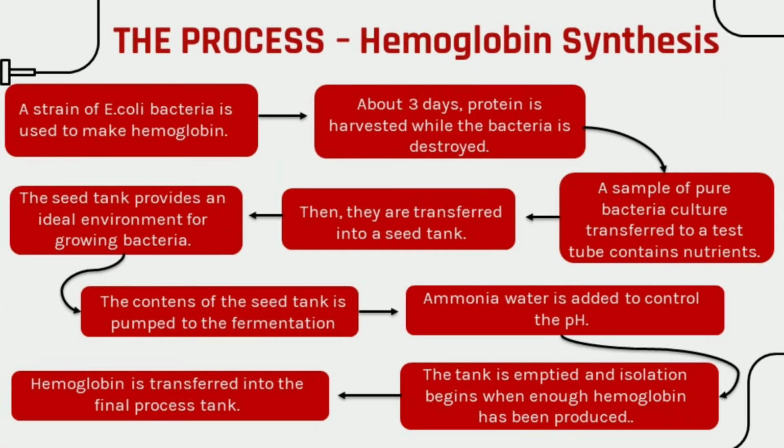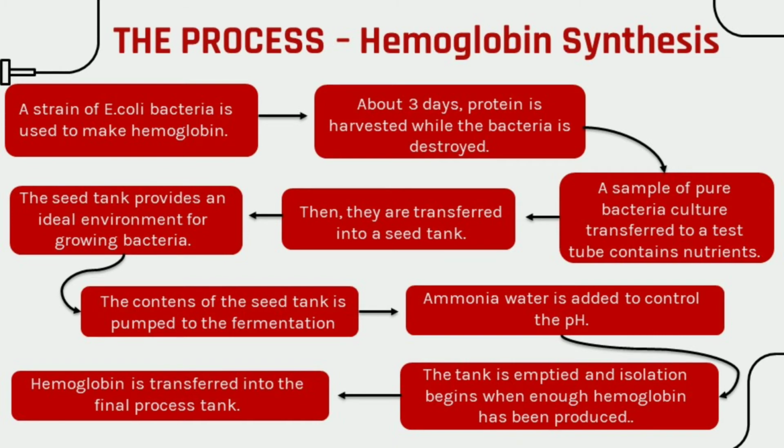Next, the process of making hemoglobin synthesis to produce artificial blood. A strain of E. coli bacteria is used to make hemoglobin. After about 3 days, the protein is harvested and the bacteria are destroyed. To start the fermentation process, a sample of the pure bacterial culture is transferred to a test tube that contains all the nutrients necessary for growth.